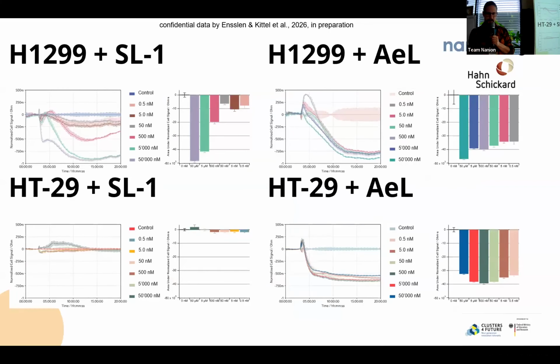And what we then did next is we already changed the cell type, but now we changed the PFT type. And when we compare the Sorrel with the super potent aerolysin, you can see also here that aerolysin kills either H1299 cells as well as HT-29 cells very efficiently, very fast, and we barely see any concentration dependency here. But it also causes a strong osmotic swelling artifact in the beginning of the traces.